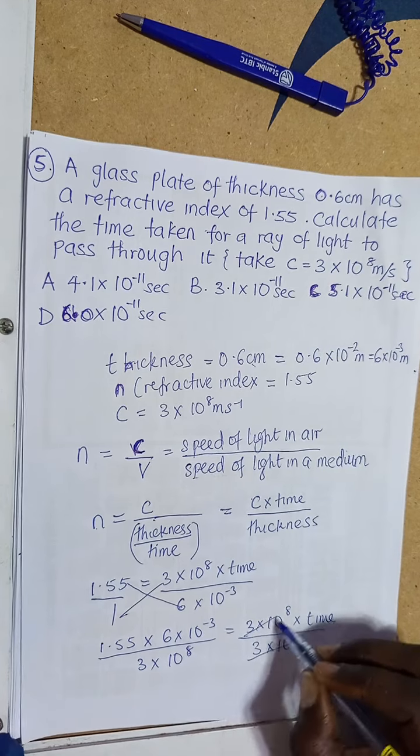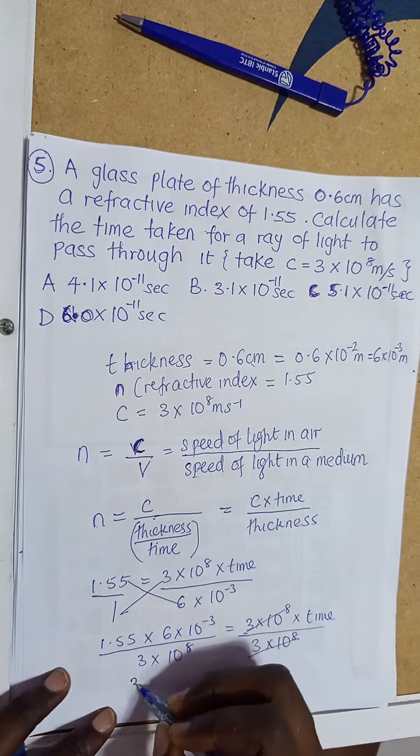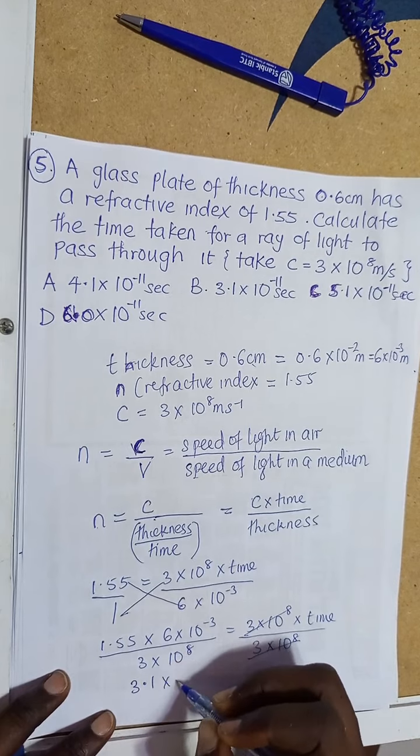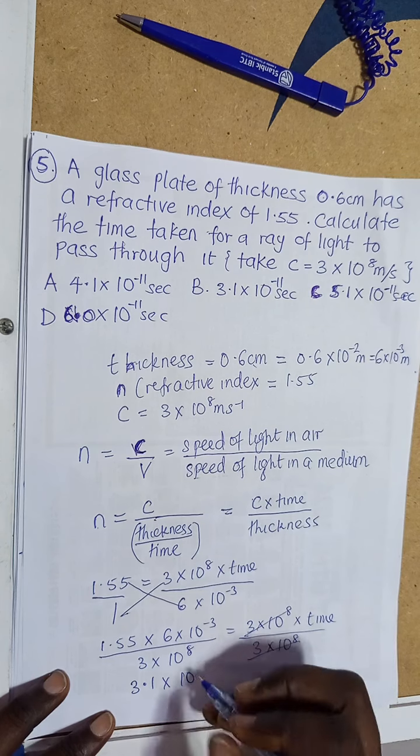This one we cancel. So what we are left with now will be 1.55 times 6 times 10 raised to minus 3 divided by what? By 3 times 10 raised to what? 8. We are going to have 3.1 times 10 raised to minus 11 seconds.